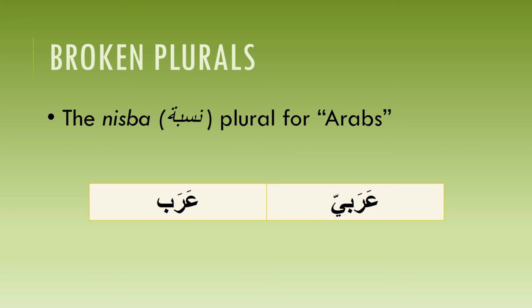There is one other weird broken plural that you need to be particularly aware of. That's the nisba for Arabs. This is considered a broken plural because the ya is deleted. So to refer to Arabs, you don't use the masculine "een" ending like in "amrikiyin." You drop the ya and instead say "arab." Easy enough to remember, right?